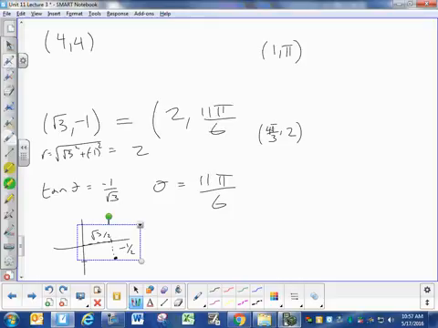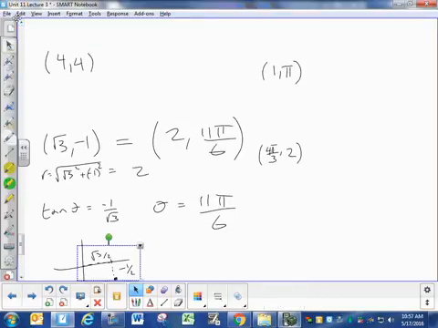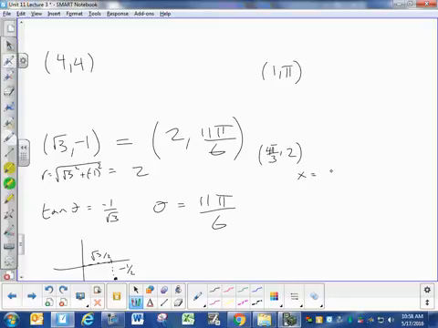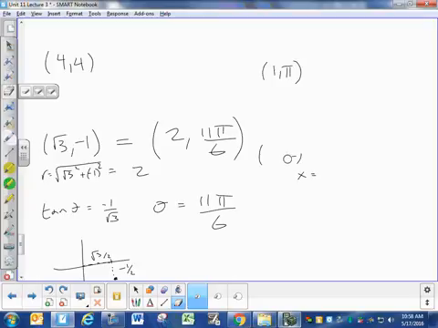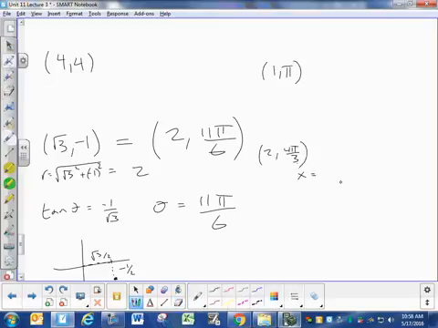So this is the same as 11 pi over 6. I'd expect you to be able to do a couple of these conversions without the use of a calculator. Okay? These are easier. Our cos theta is your x. That's messed up. It should be 4 pi over 3. Our cos theta is your x. Our sine theta is your y.